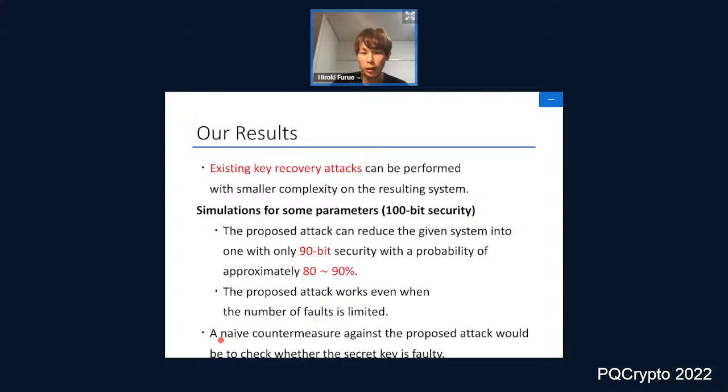A naive countermeasure against the proposed attack would be to check whether the secret key is faulty or not before generating a signature. That's all.